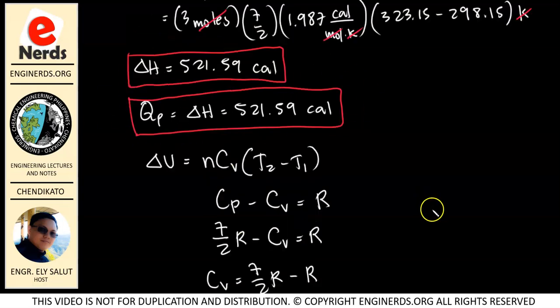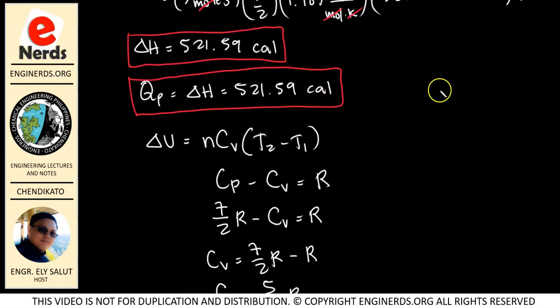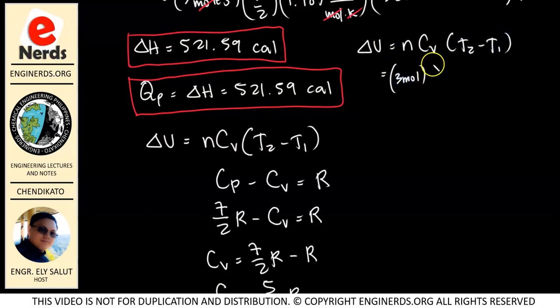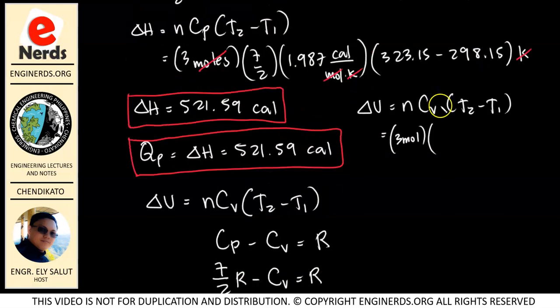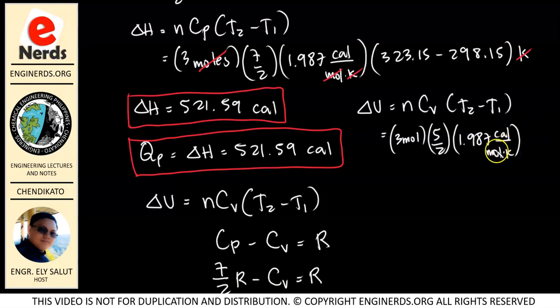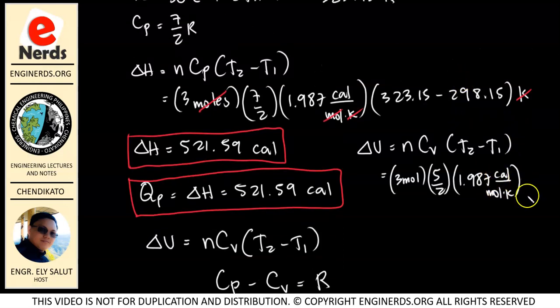So now we could use that in our equation for internal energy. Therefore, I'll just write it here. Now we are losing some space. So we have our delta U, which is equal to n Cv (T2 minus T1). Our n is equal to 3 moles. Our Cv is equal to 5/2 R. So we have 5/2 times our R, which is the same as this one, 1.987 calories per mole Kelvin, times our delta T.